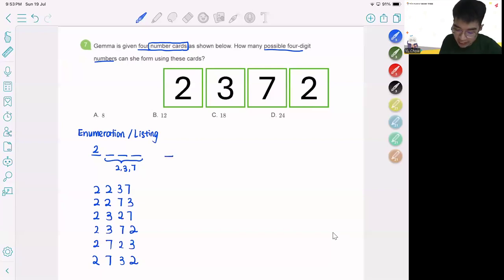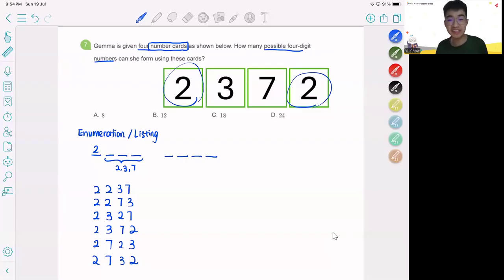So I will move on to the next possible scenario. Now you might think, Teacher Yong Lam, can I choose the other 2 as my thousands place? Cannot, because the two digits are identical. I cannot consider another 2 as the thousands place because it will give me the same numbers.